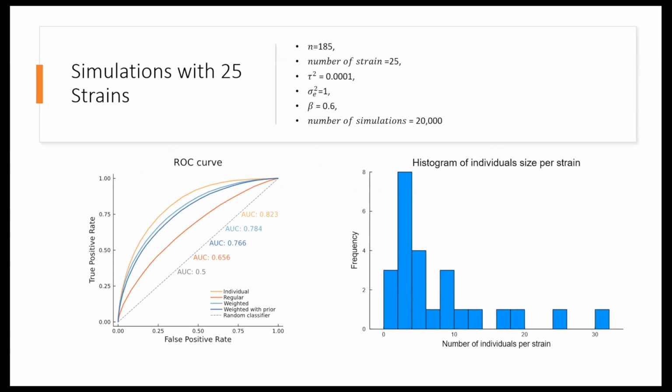So now, I increase my number of simulations to 20,000, and I also decrease the number of individuals, so we also have fewer strains. And doing that, we have more disparity, more differences between the different applications of the scan. So we can see that here the regular has still the lowest score, and the individual is the strongest one. And those two are very close to the individuals.